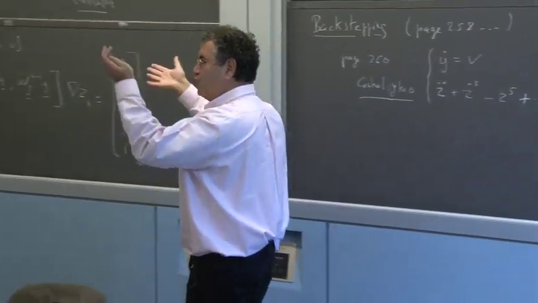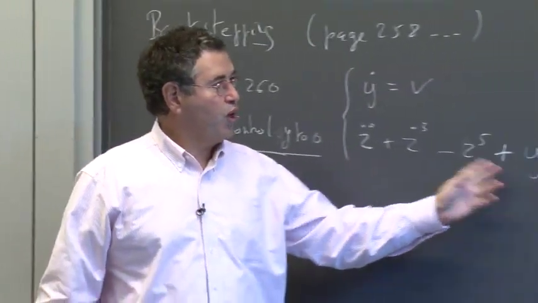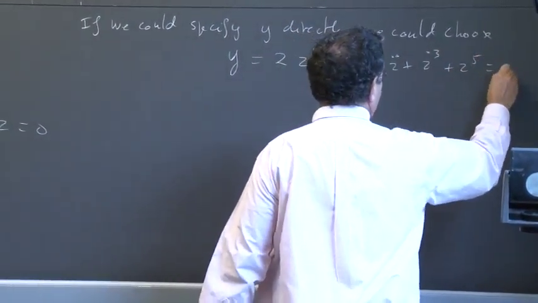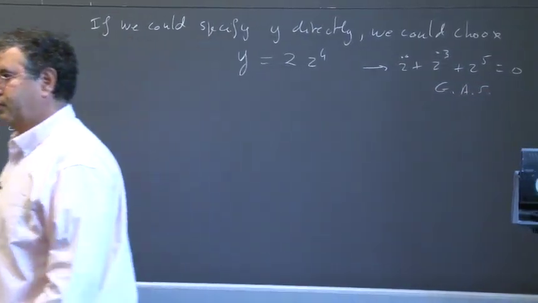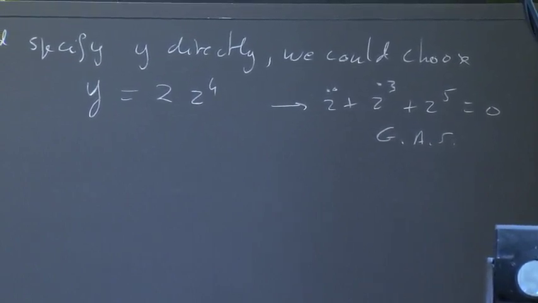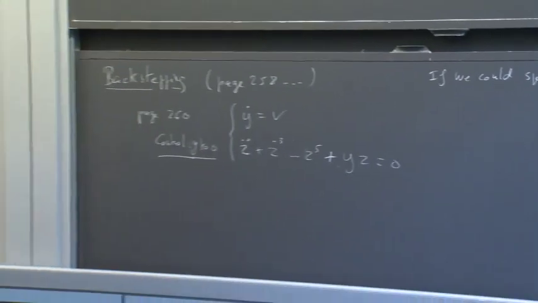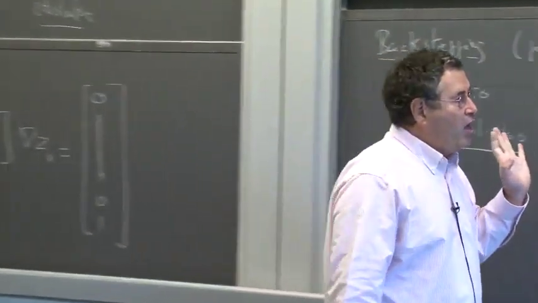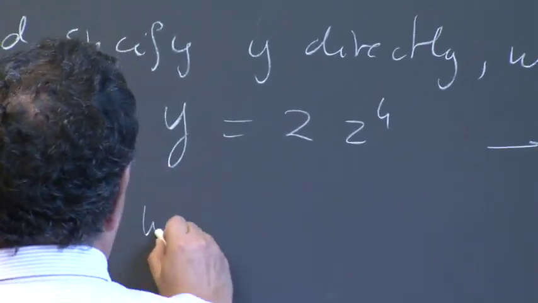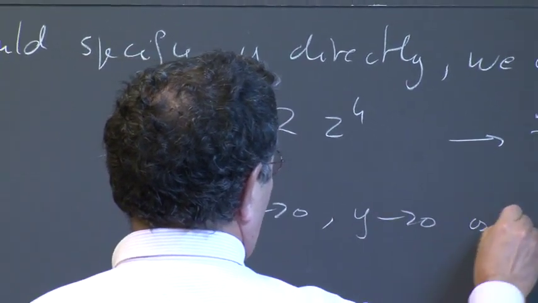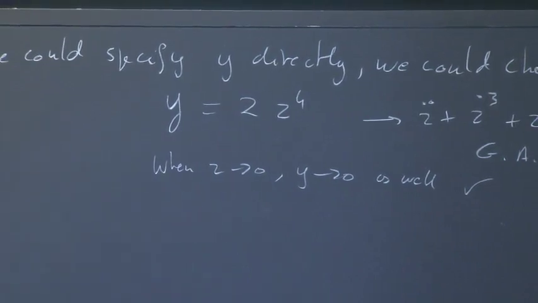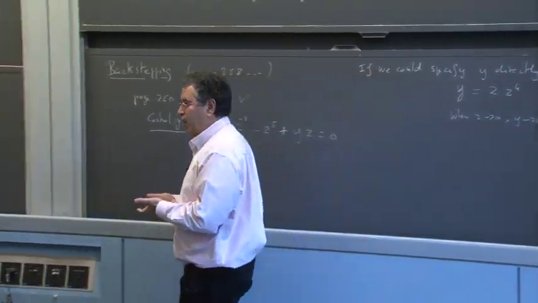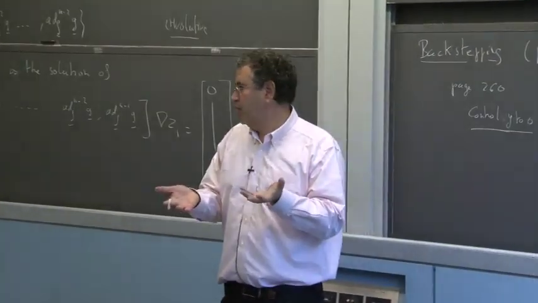Suppose we get in this abstract world where we can choose y. If we were able to choose y to be equal to 2z to the 4, then it would give us z double dot plus z dot cubed plus z to the fifth equals 0, and that would be globally asymptotically stable. By the way, Lyapunov is coming back here. It's the return of Lyapunov. And when z tends to 0, then y would tend to 0 as well. That would be fine because that's what we want. So not only would this choice make this leftover dynamic stable, but it's a choice which is compatible with making y tend to 0.